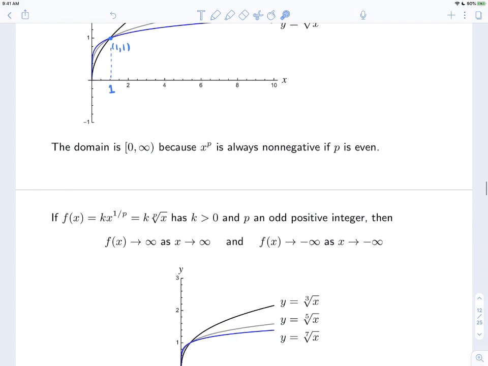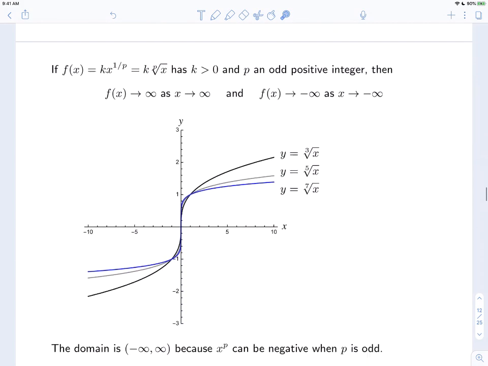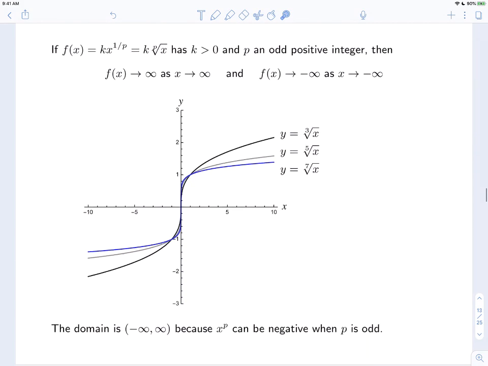Now, on the other hand, if p is an odd positive integer, it's perfectly fine to have an odd root which is negative.